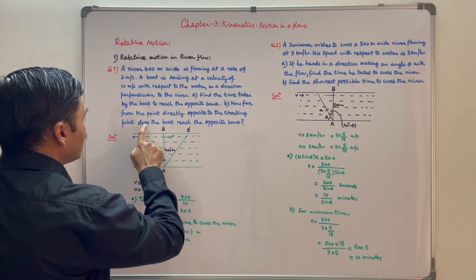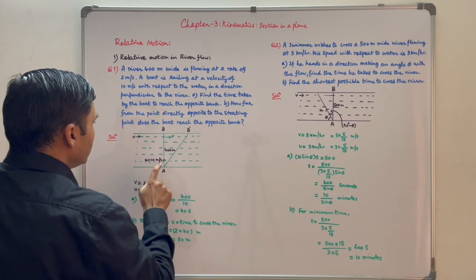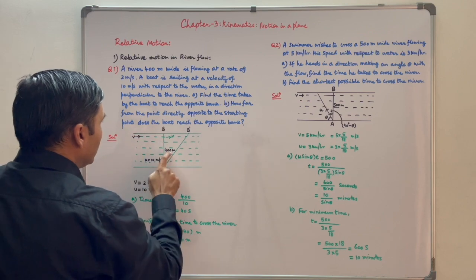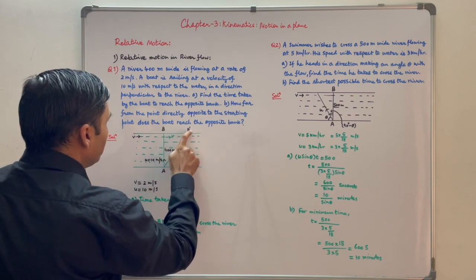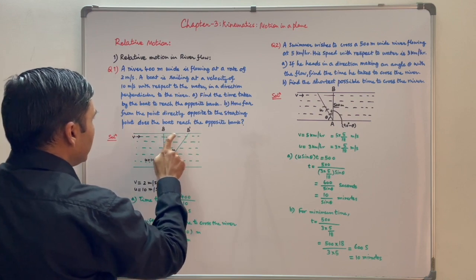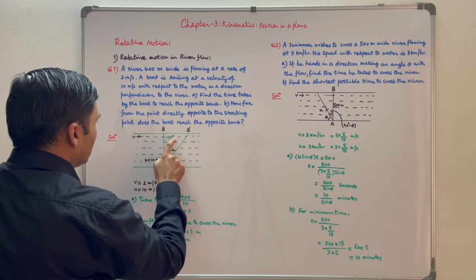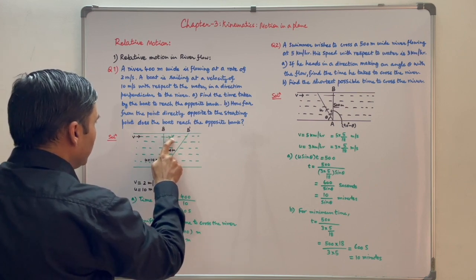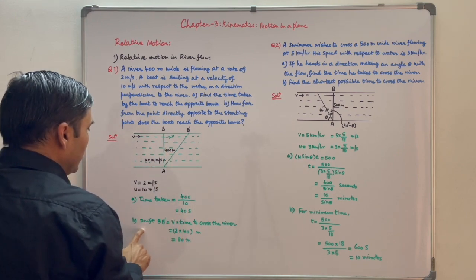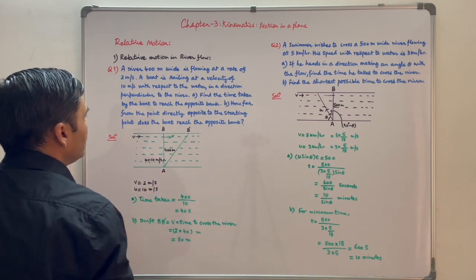Part B, how far from the point directly opposite to the starting point does the boat reach the opposite bank? Since the boat is sailing along the line AB, because of the flow of the water it will end up somewhere at point B dash. So we have to calculate BB dash, that is drift. And drift happens because of the flow of water. So drift BB dash will be velocity of water into time taken by the boat to cross the river. So it will be 2 into 40, that is 80 meter. So BB dash is 80 meter.